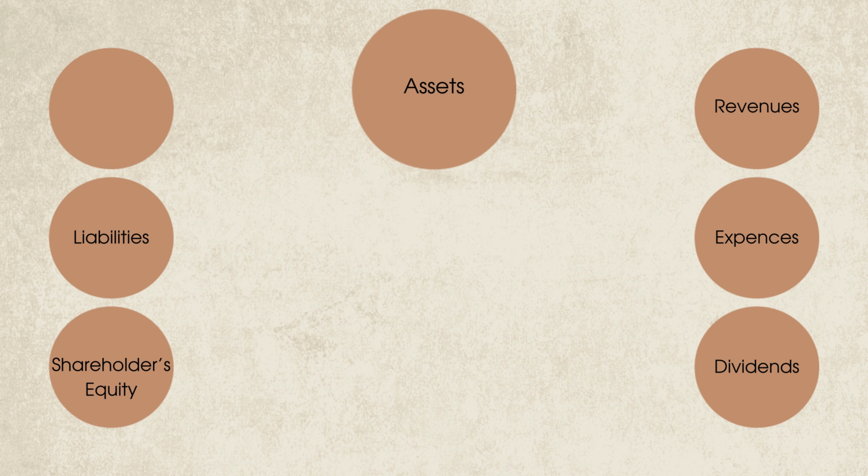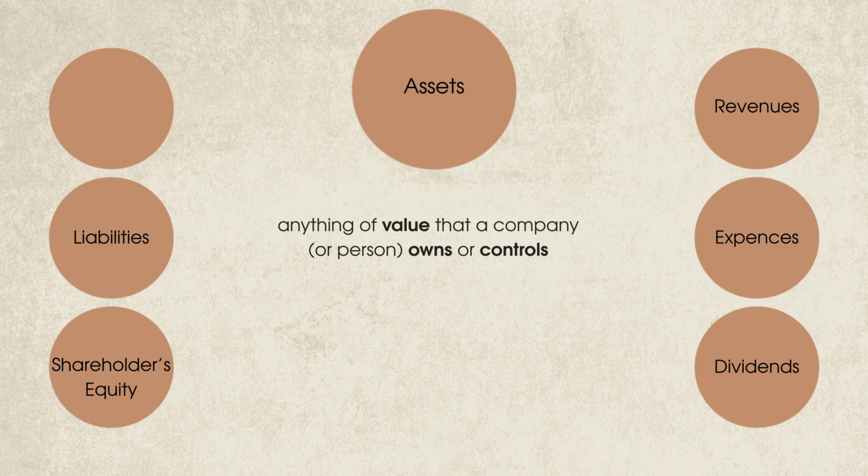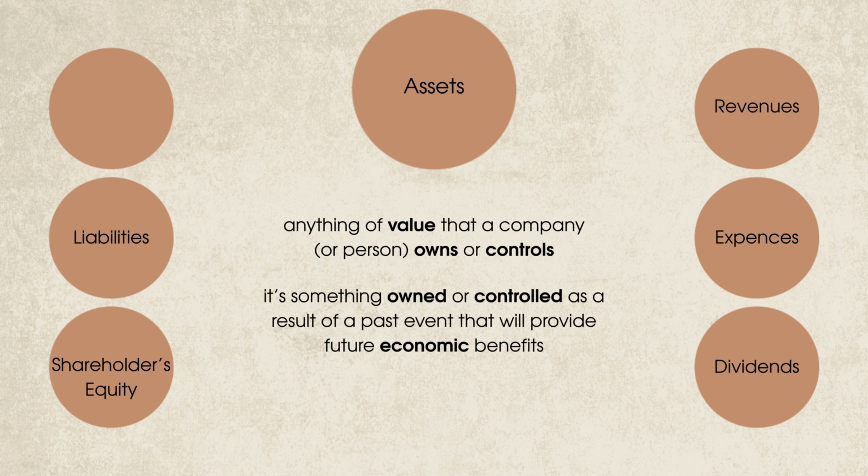So what exactly is an asset? The simple way to think of it is anything of value that a company or person owns or controls. The technical definition is a bit more complex. It's something owned or controlled as a result of a past event that will provide future economic benefits. But for now, something valuable that can be measured is a great way to think about it.